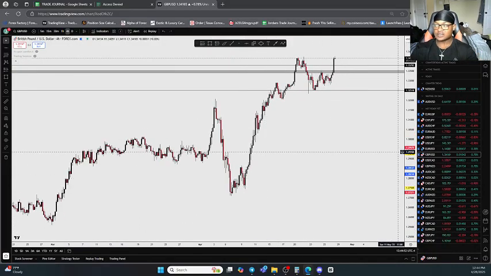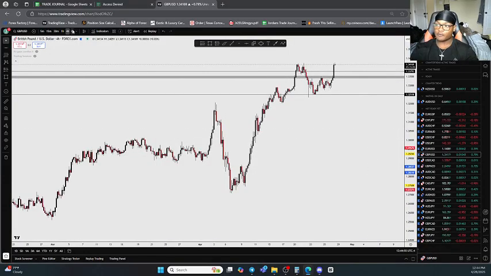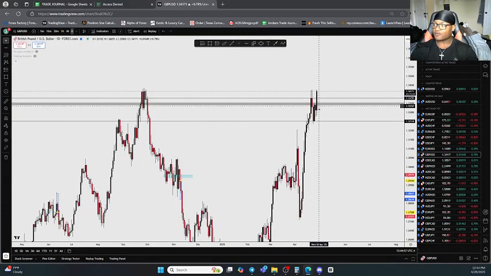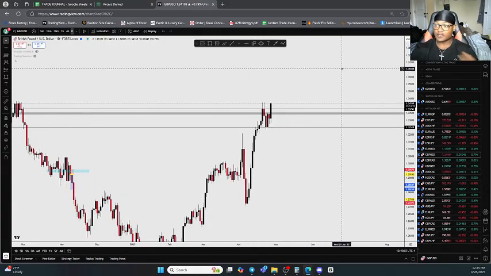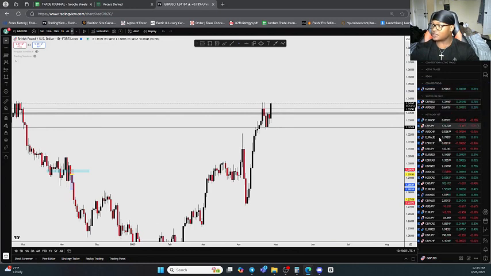But right now we've seen 6 rejections, which is more than enough for me. I simply just want to wait for price to form some type of daily candlestick retracement before we find some entries. So GBP USD definitely looks good. I'm going to put this as waiting on the daily time frame.